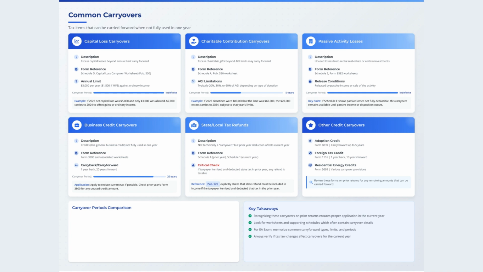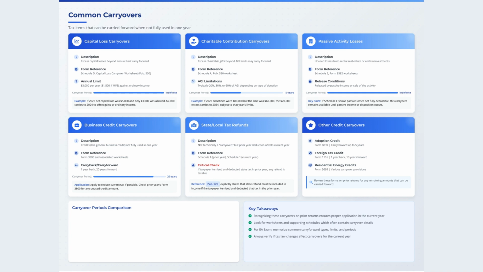Number 2. Charitable contribution carryovers. Charitable giving is subject to AGI limits, usually 60% of AGI for cash donations to public charities. So if someone donated $80,000 in 2023, but the deduction limit was $60,000, they don't lose that extra $20,000. It carries forward, typically for up to 5 years. Pub. 526 explains how this works. You'll often find the remaining carryover listed on a worksheet attached to the prior return.